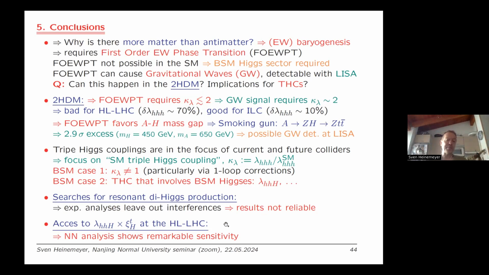And in the last step, I showed you that if one wants to get access to the triple Higgs coupling, one can employ a deep neural network. And this shows a remarkable sensitivity and gives us hope that indeed, if we are in this parameter space, which is favored by the first order phase transition, we can get a handle on the BSM triple Higgs couplings.